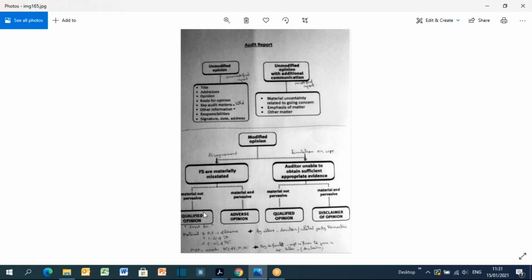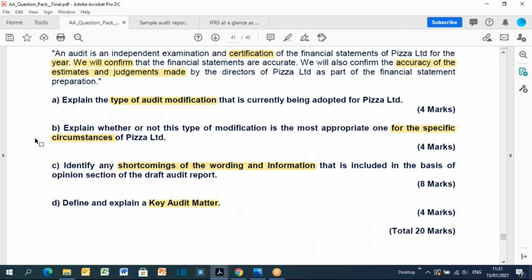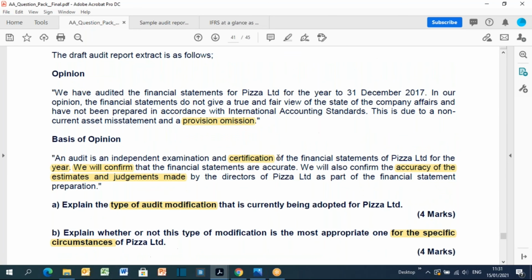Remember that. So when you modify the opinion and use a qualified opinion, use the term except for. But in this case, it says that the financial statements are so misstated, and in this case, the adverse opinion is given. If we look at requirement B, explain whether or not this type of modification is appropriate for the specific circumstances. No, why?